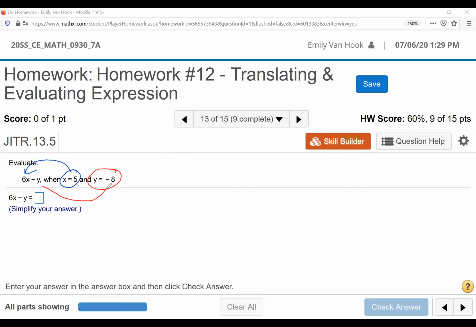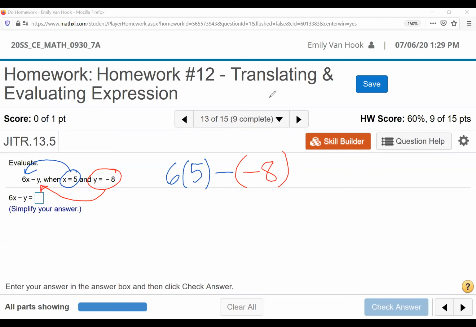Okay, so some potential for errors with negatives for this one. 6x, I can write that as 6 times 5, because I'm replacing x with 5, and then there's a minus sign, and now I need to replace y with negative 8. Okay, take a look. So it's 6 times 5 minus negative 8. Not just minus 8, it's minus negative 8. So be careful here when we simplify.